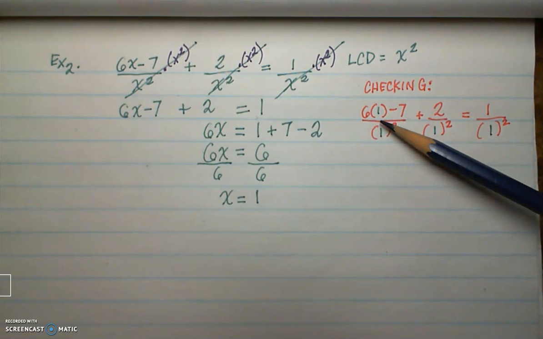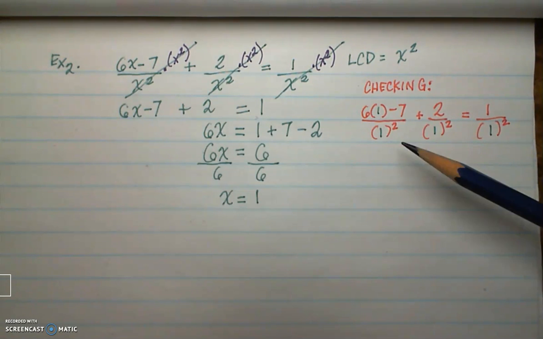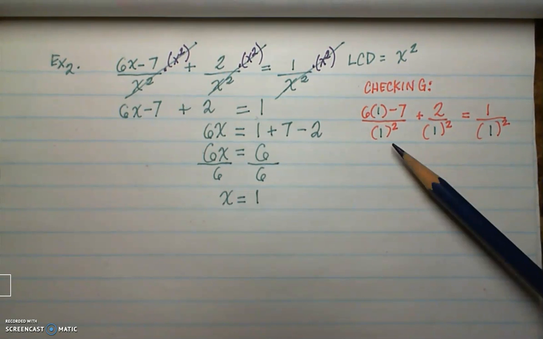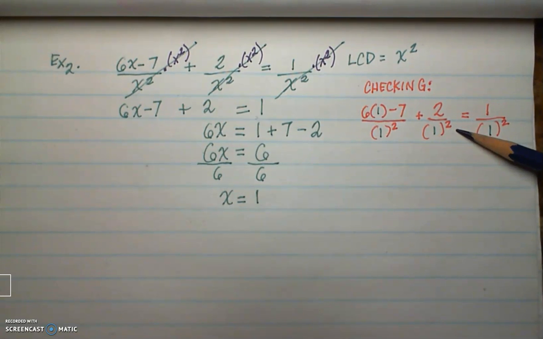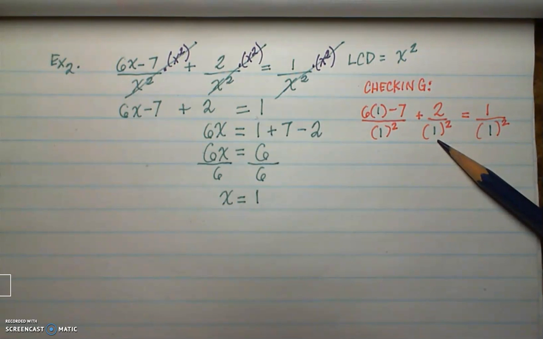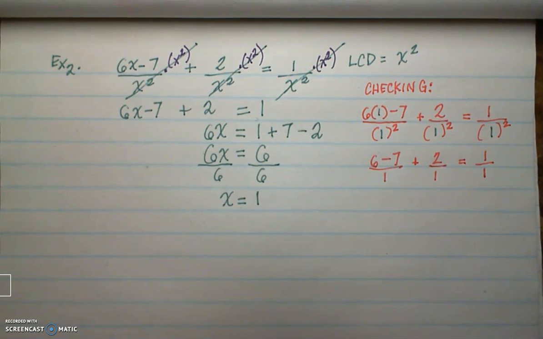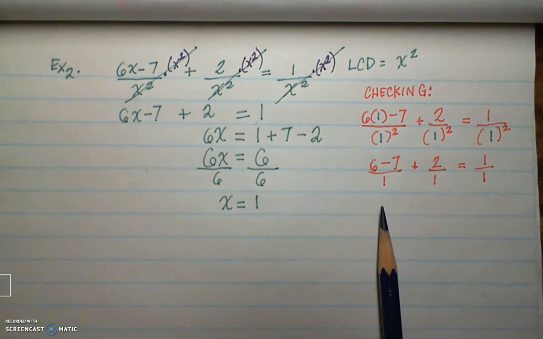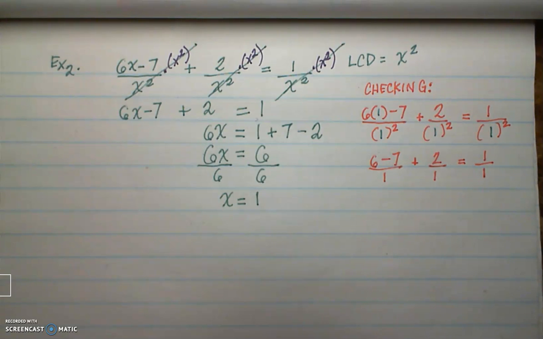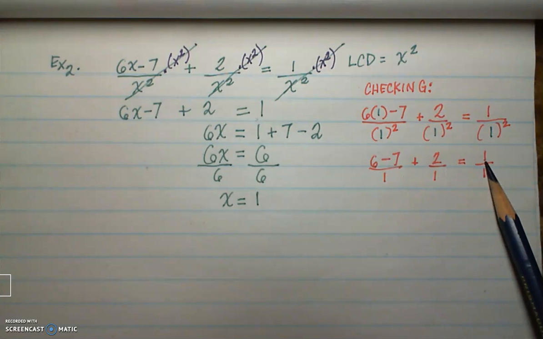All right, now we're going to simplify this. So 6 times 1 is 6 minus 7 all over 1 because 1 squared or 1 times 1 is 1. Now let's take a look at this. This is going to be 2 over 1 as well. Again, 1 times 1 is 1. And this one is also going to be 1 over 1 because 1 times 1 is 1. All right, let us now go ahead and simplify this. On my next step, I can just get rid of the denominator of 1 because that will be the same as just writing 6 minus 7 plus 2 equals 1.